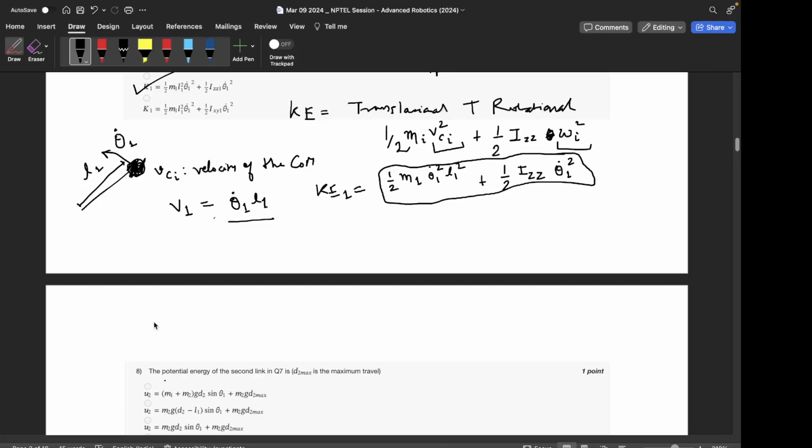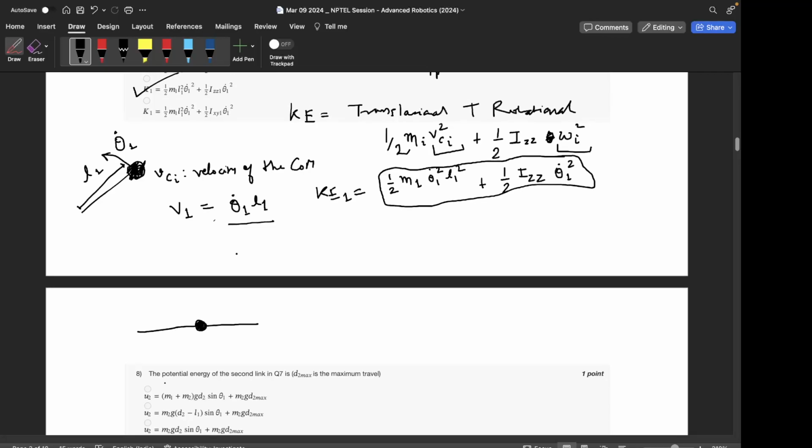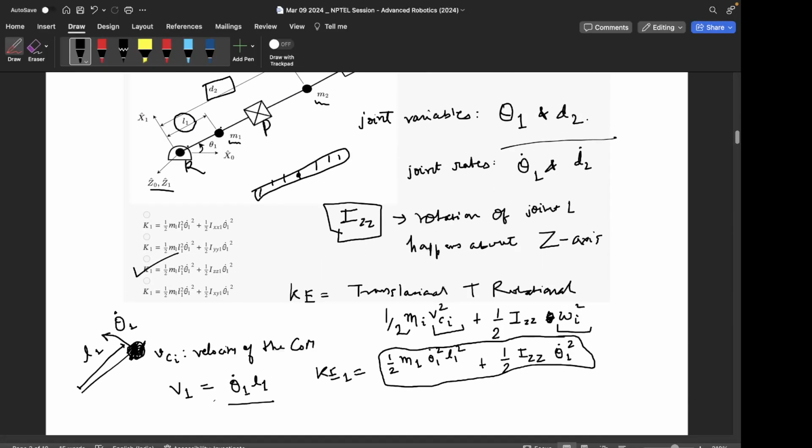Let's draw it here. There is some space here. So how is link 1 shown? Link 1 is shown like this, that all the mass is concentrated at the center of mass, right? And also now let's see the axis. What are the reference axes?